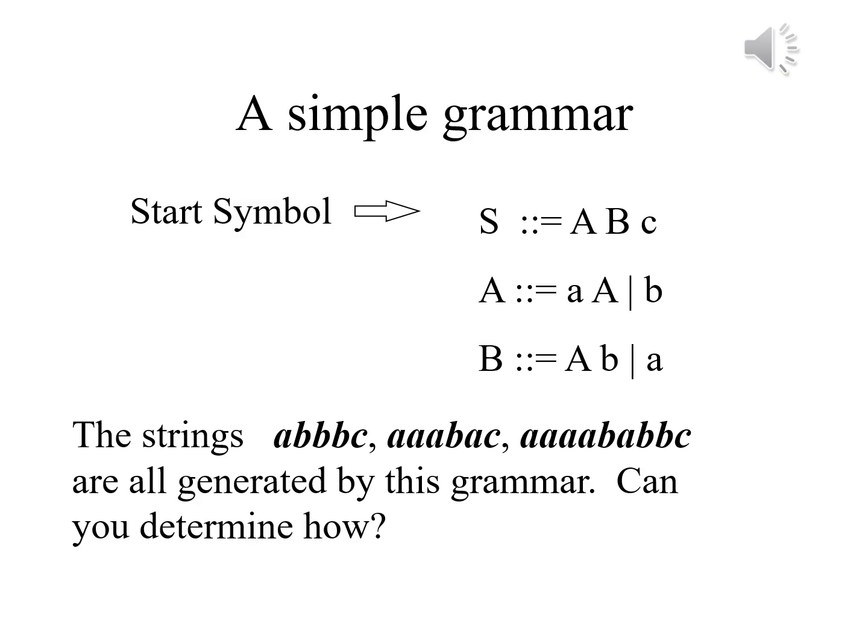This slide shows a simple grammar. The start symbol S derives capital A, capital B, little c. Capital A derives little a, capital A, or little b. Capital B derives capital A, little b, or little a. The strings that you see here can all be generated by this grammar. Can you determine how we do that?